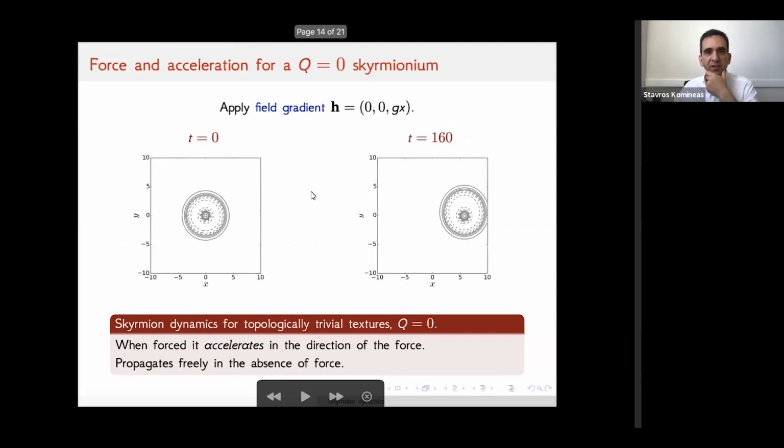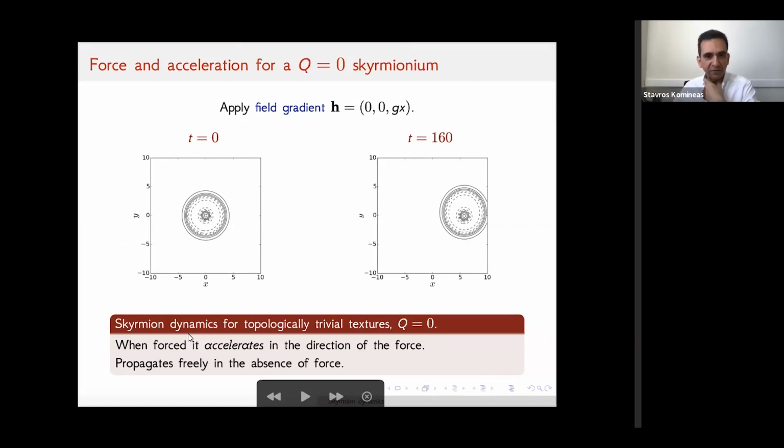Now let's go to the skyrmionium. Apply exactly the same force in the horizontal direction. So we push it exactly the same as before. This is exactly the same numerical experiment. We have the skyrmionium again in a minimal representation with these contour plots. We apply the force, we wait, and we see that after a while the skyrmionium has moved in the direction of the force, not perpendicular to it.